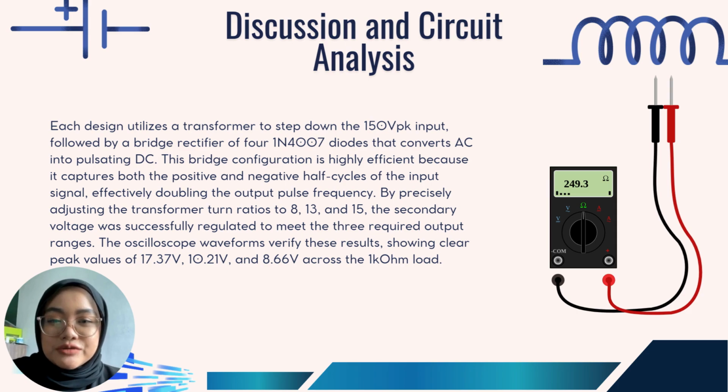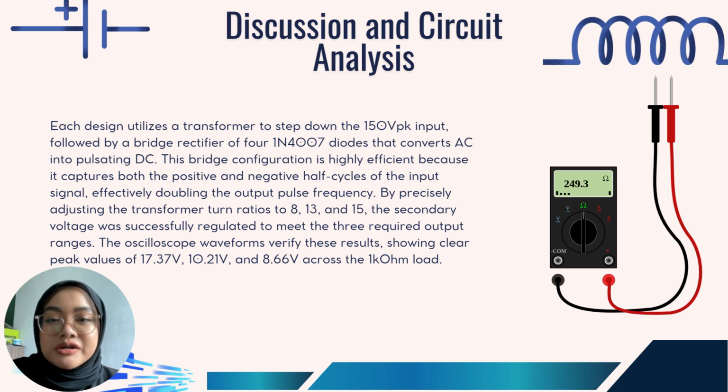To achieve these results, each circuit followed a consistent architecture. We utilized a step-down transformer to reduce the 150-volt input, followed by a bridge rectifier composed of four 1N4007 diodes. We chose the bridge configuration because it is highly efficient. It captures both the positive and negative half cycles of the AC signal, which effectively doubles the output pulse frequency compared to a half-wave rectifier.